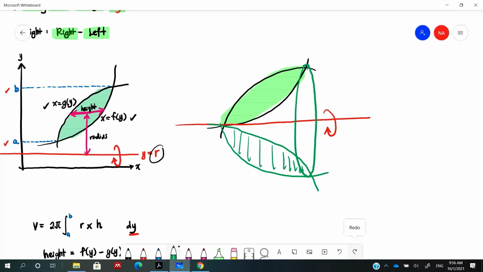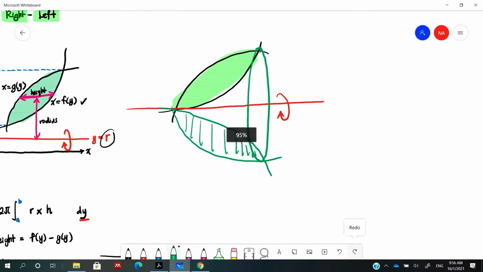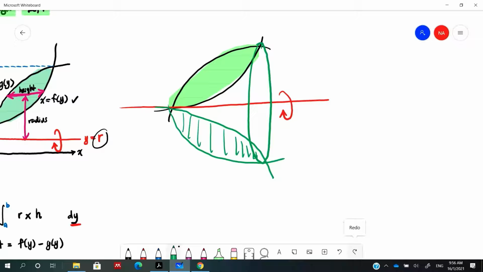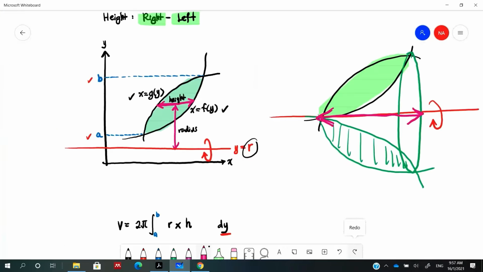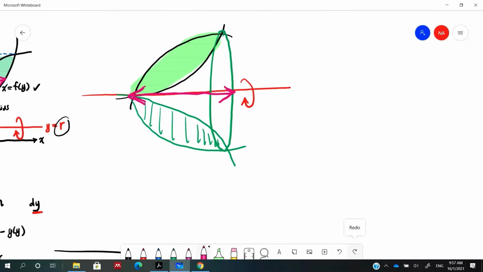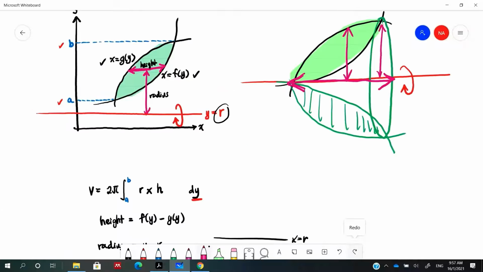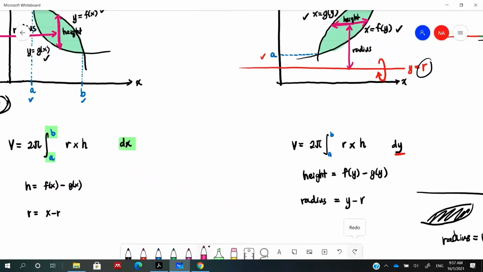So please take note that this is the solid that is formed when it is rotated. Of course this is the height, the height should be something like this, same as this. And the radius of the solid should be something like this. All right, so let's look at some examples.